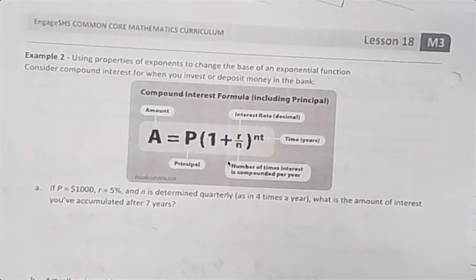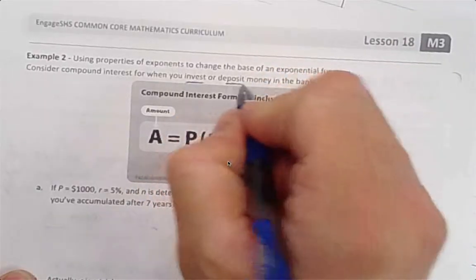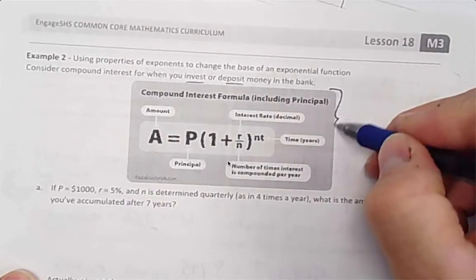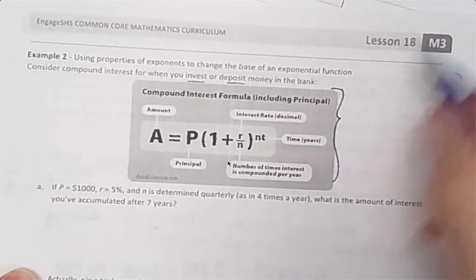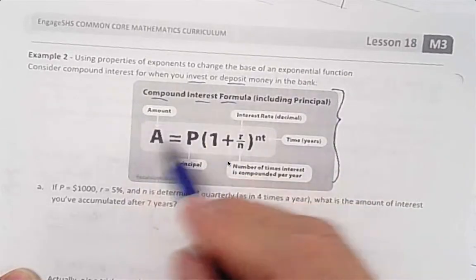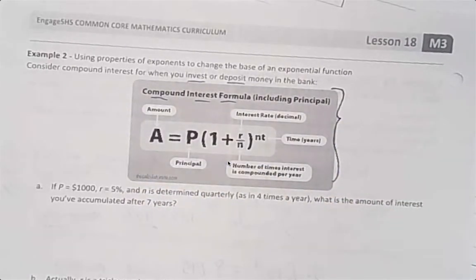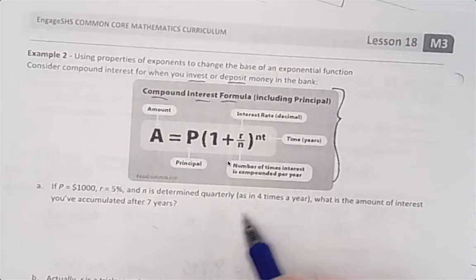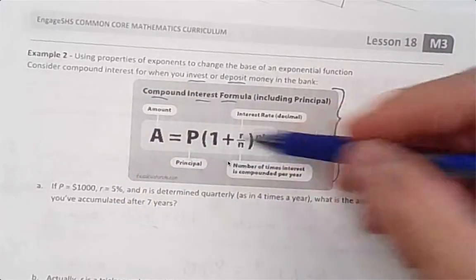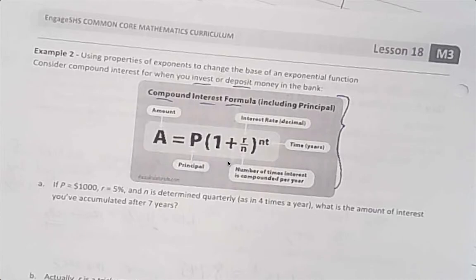Use properties of exponents to change the base of an exponential function. Consider compound interest for when you invest or deposit money in the bank. Here's a formula for compound interest, straight off from Google. You Google search this, and you'd probably even find the site where I pulled this for you. Literally, all we're doing is placing the information given to us into this formula in order to calculate the amount of money we'll have in the bank.